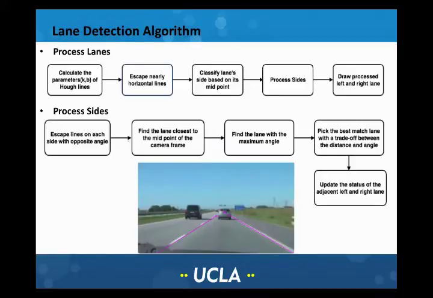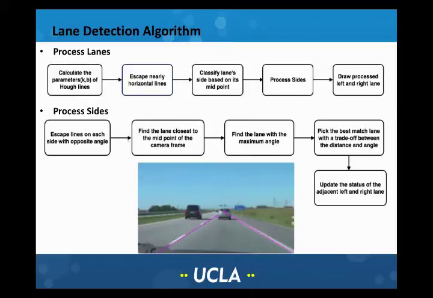Then let me introduce the lane detection algorithm. Firstly, we call the process lanes function, and then we calculate the parameters of the Hough lanes, and also the angles of the Hough lanes. We will skip the nearly horizontal lines, because these cannot be the right lanes. Then we classify the lane side based on its midpoint on the part of the frame, and then we process each side.